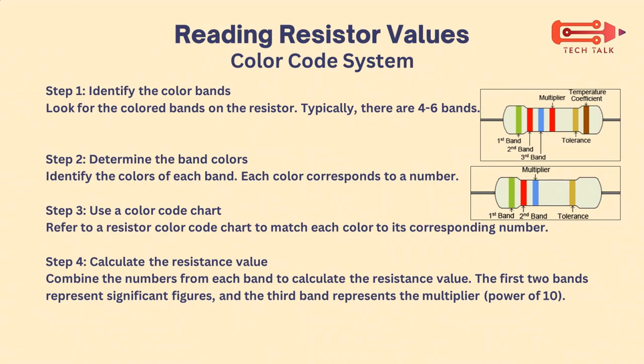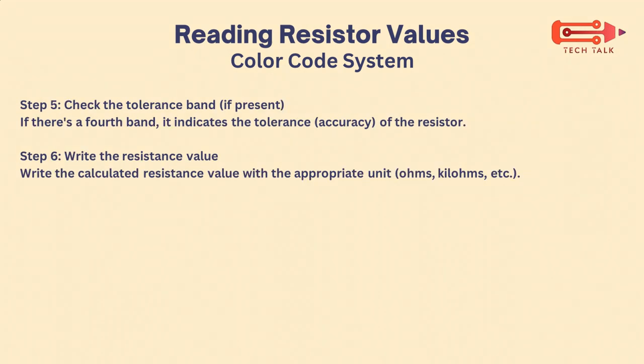Now let's learn how to read resistor values using the color code system. It's like a secret language written in colored bands. Start by identifying the number of bands, usually 4 to 6. Then use a color chart. Each color represents a number. The first two bands give the base value. The third is a multiplier, and the fourth, if present, shows tolerance or accuracy. Finally, write down the resistance value with the right unit, ohms, kilo ohms, etc.